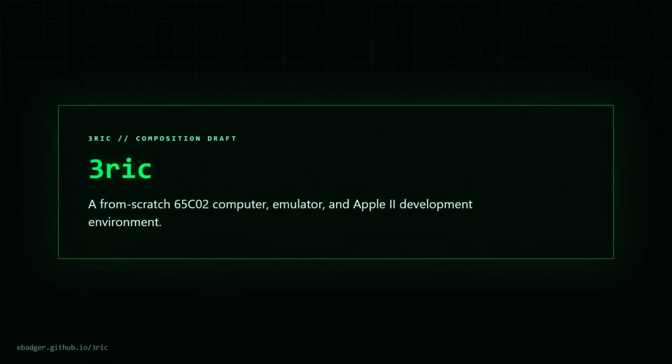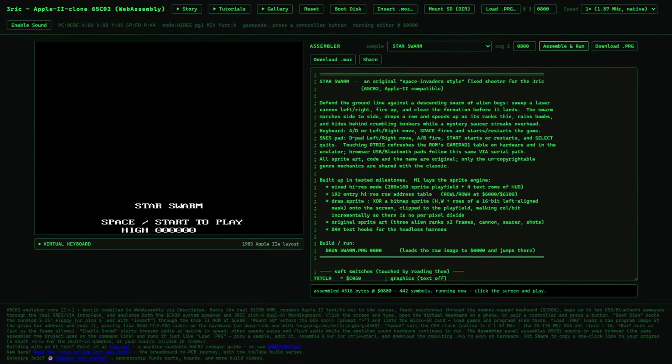This began as a 6502 source in a browser. It became a bootable Apple II disk, a shareable link, and a program running in another emulator. This is the 3RIC VM.